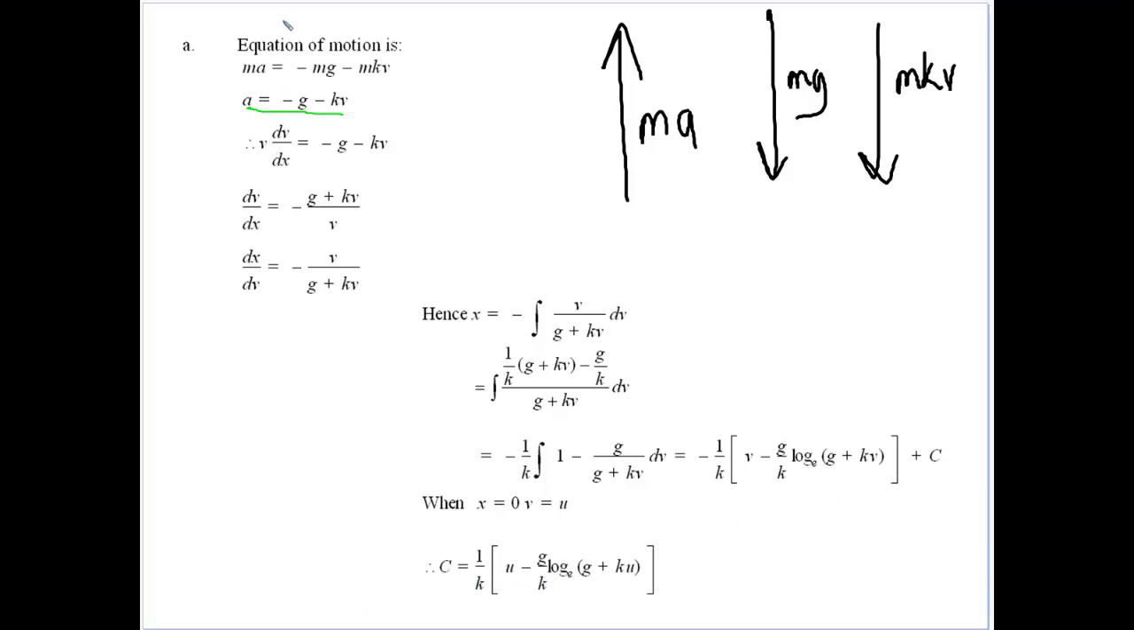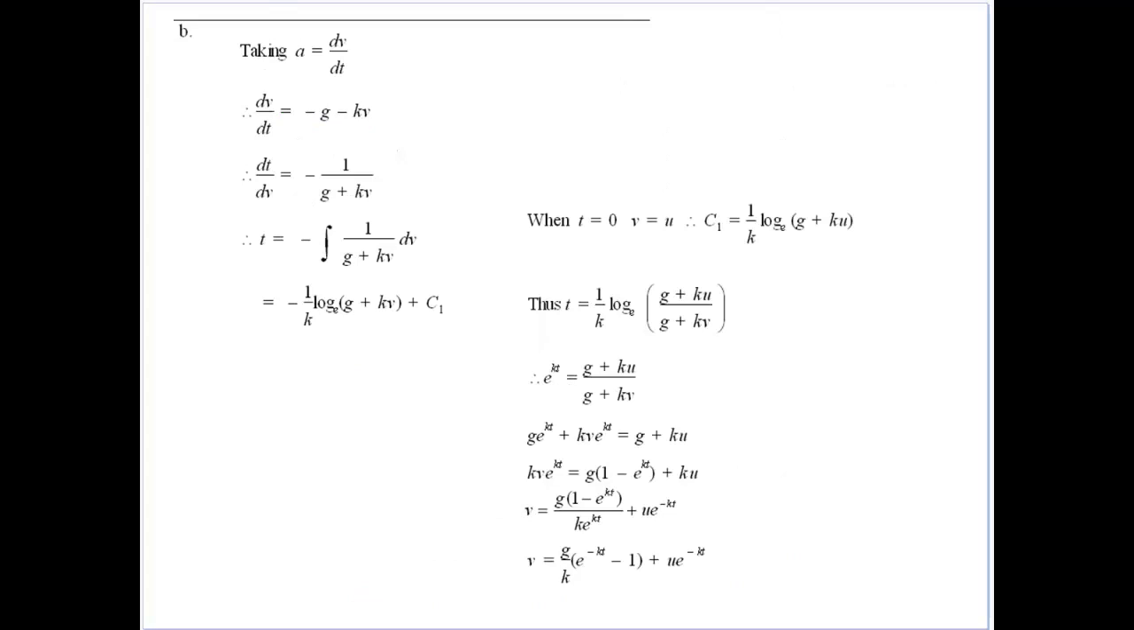So the next part, we want to find the velocity of the particle at time t. This time, if we take our acceleration to be dv/dt, then dv/dt is minus g minus kv. These are all about getting something correct to start with. And this one's a little bit easier because dt/dv gives us minus 1 on g plus kv, which is just going to work out to a nice log function.